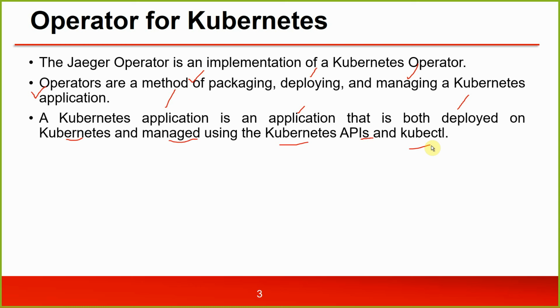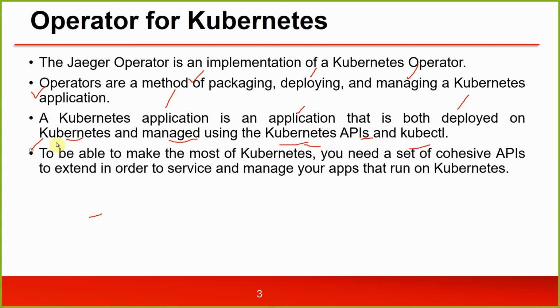There are four major elements in the manifest file. You can create a deployment, you can create a service. So the kind can be service, kind can be pod, kind can be a deployment, kind can be replica set. So when you are creating a new kind, we may say that yes, we are creating a new operator. So a Kubernetes application that is both deployed on Kubernetes and managed using the Kubernetes API and kubectl.